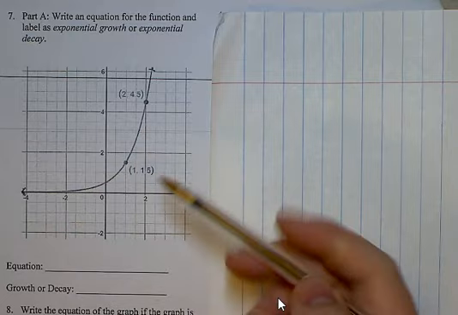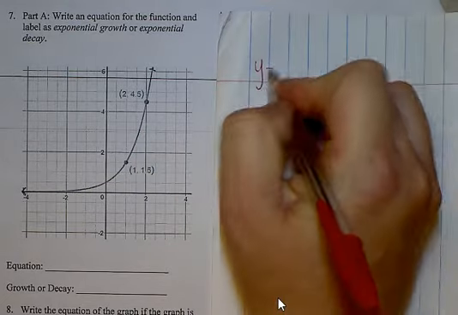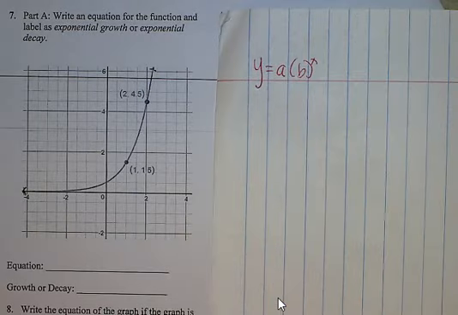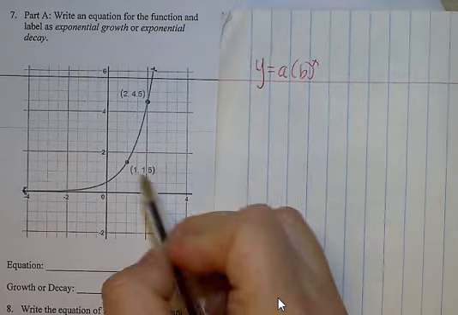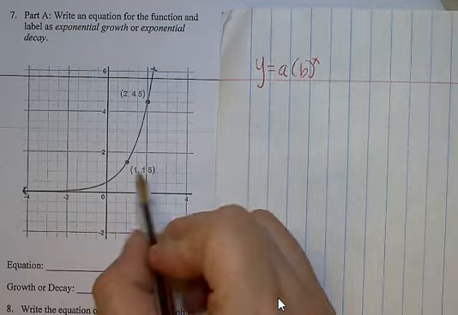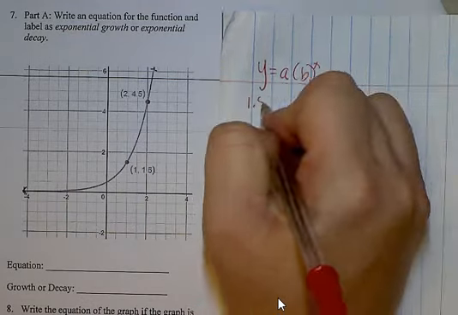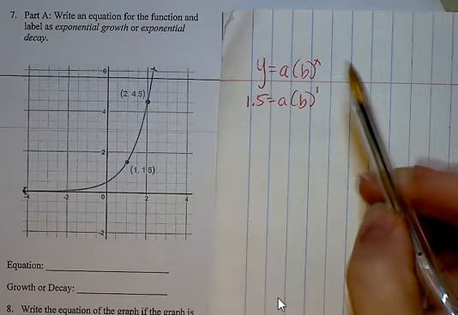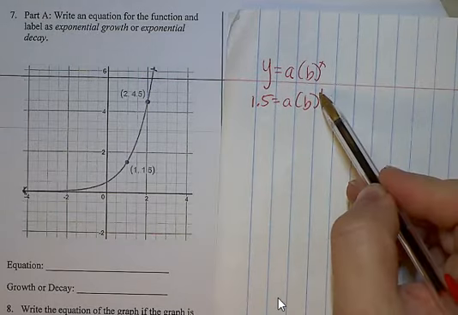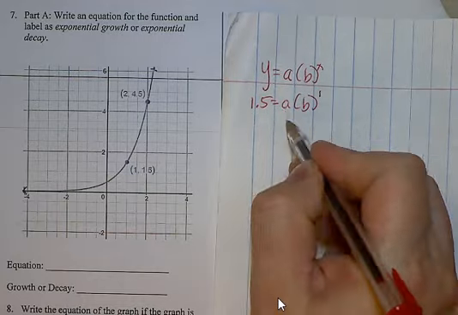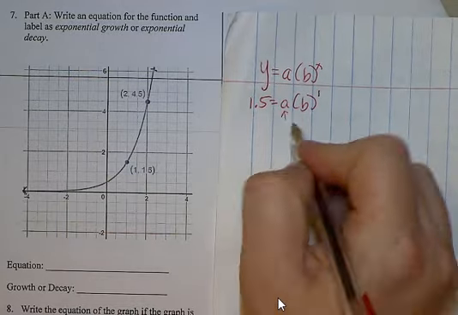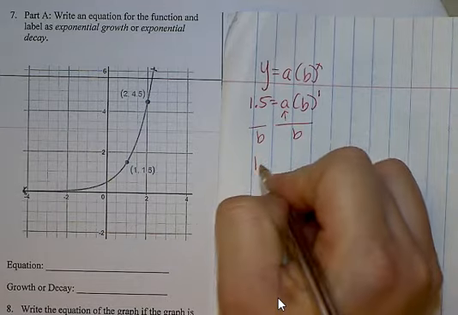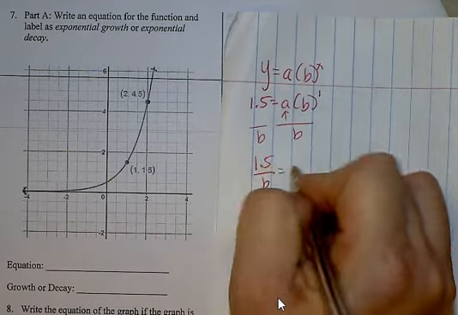So the general equation, I know this is exponential, is y equals a times b raised to the x. Now I'm going to choose one of the points and start with the first one. I'm going to replace x with 1 and y with 1.5. And we know that b to the first is simply the same as b. So let's start by isolating the a. To isolate the a, I'm going to divide both sides by b. And 1.5 divided by b equals a.